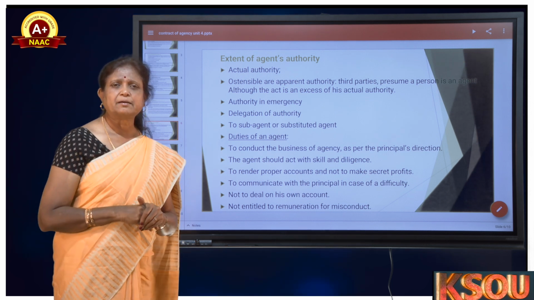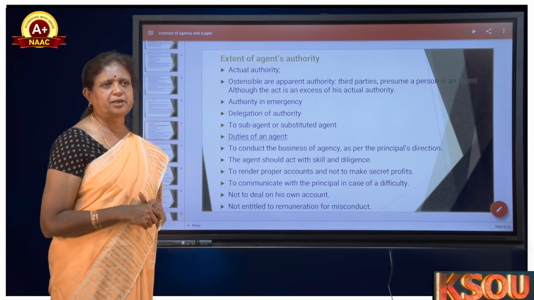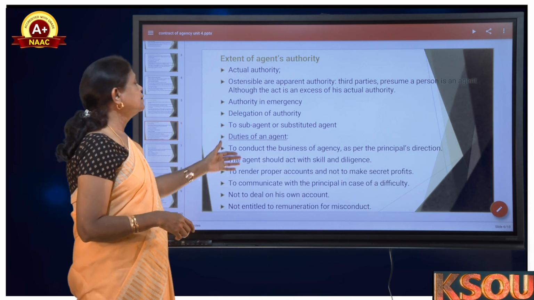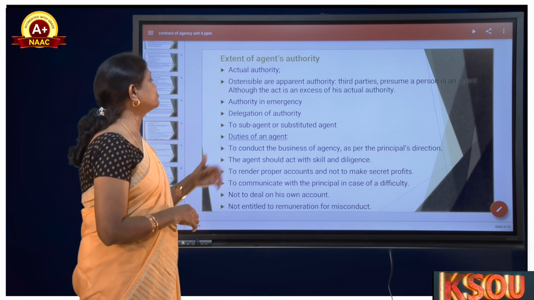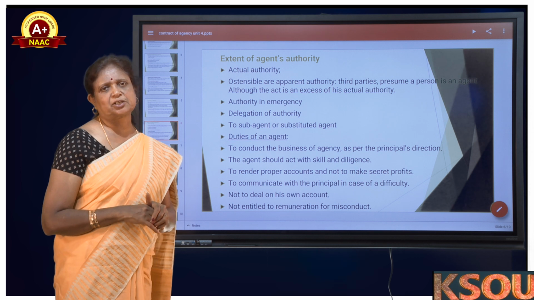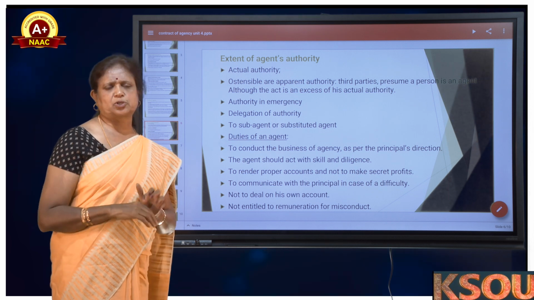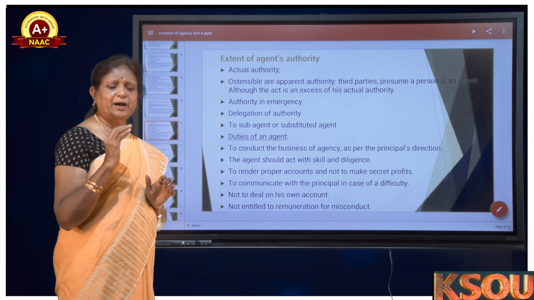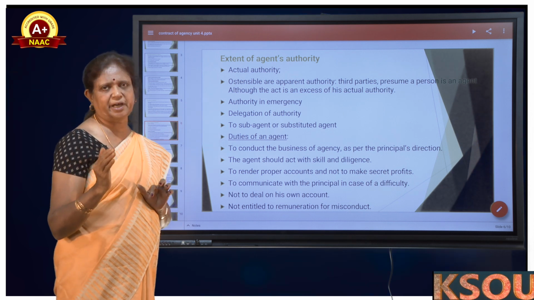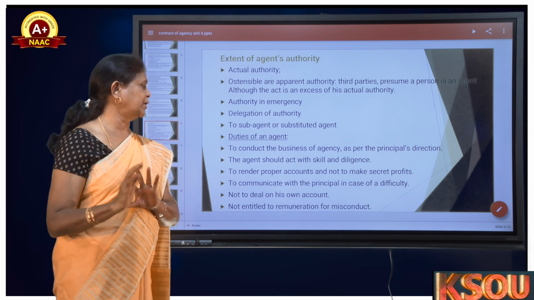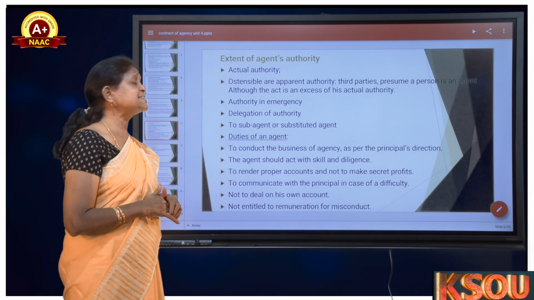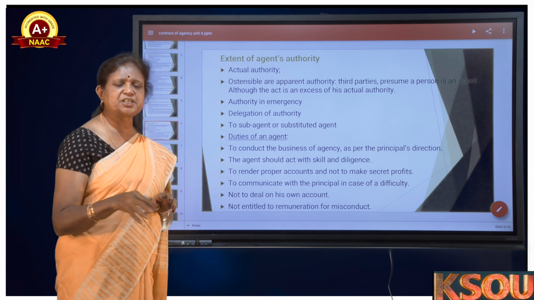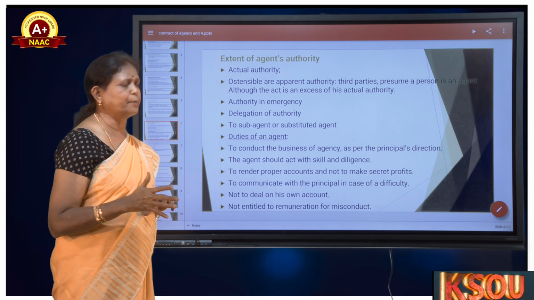So being an agent, what is the duty of an agent? While doing work for the principal, the first thing is he has to conduct the business of the agency as per the direction of the principal. That is the first and foremost point to be considered, because under the actual authority, whatever act has been assigned to the agent, he must act on those works only. An agent should act with skill and diligence. That means, using all his intelligence, the agent must act to the best of the principal.